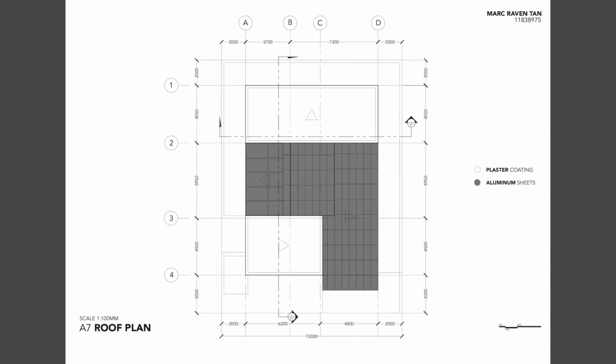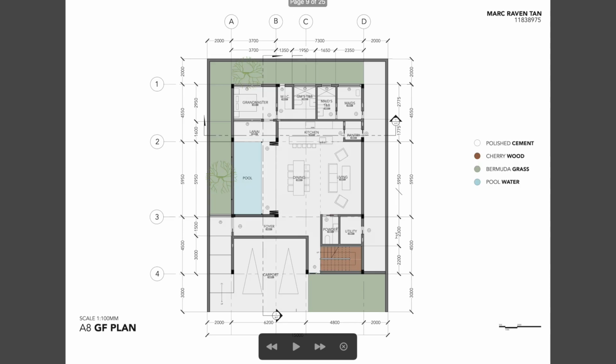Now, for the roof plan, it's scaled 1:100, and here we could see the direction of the rainwater indicated by the arrows here, and the materials used for the roofs. We have 2 materials, plaster coating and aluminum sheets. Rainwater goes up here, rainwater goes to the left, rainwater goes right, and also this part goes to the right. So this is my ground floor plan.